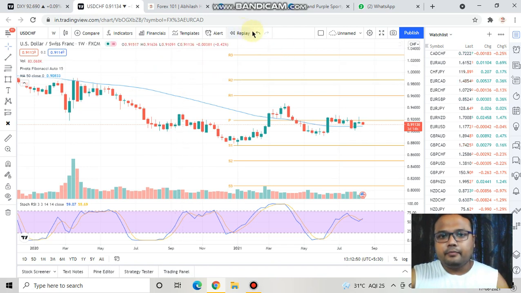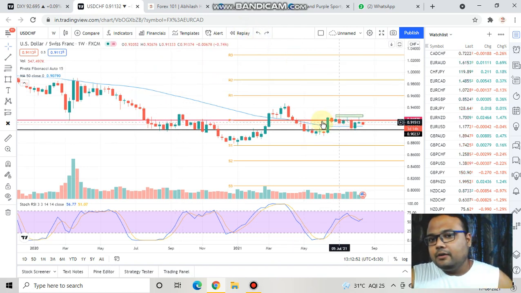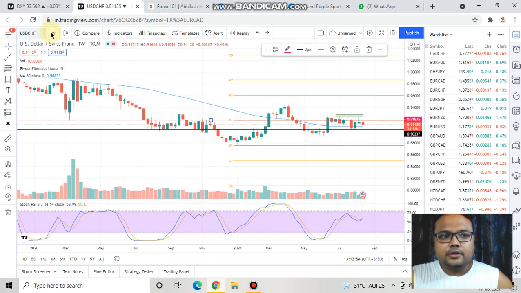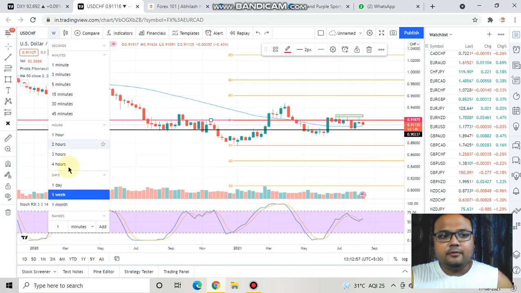Therefore, this level, this red line, is important. So what's the level here? Let's try to find out.